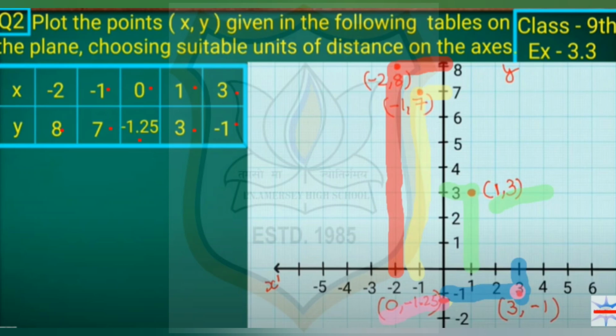Next is 1 comma 3, which is 1 on the x-axis and 3 on the y-axis, where the point intersects. And at last is x equals 3 and y equals minus 1. Here we have x equals 3 and y equals minus 1, and we get the point 3 comma minus 1.